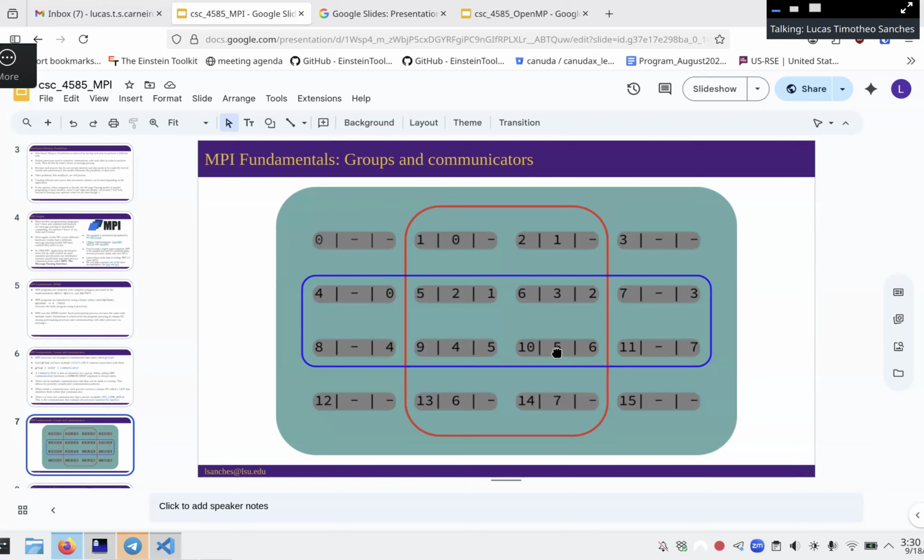Now, we can have different communicators that are subsections of this global communicator. We can have, for instance, this red one. This red communicator involves only these processes. So from the point of view of the red communicator, this is process 0, and this is process 1, and this is 2, 3, 4, 5, 6, and 7. But from the point of view of the global communicator, this is still 1, 2, 5, 6, 9, 10, and so on and so forth. And something similar happens with the blue communicator.